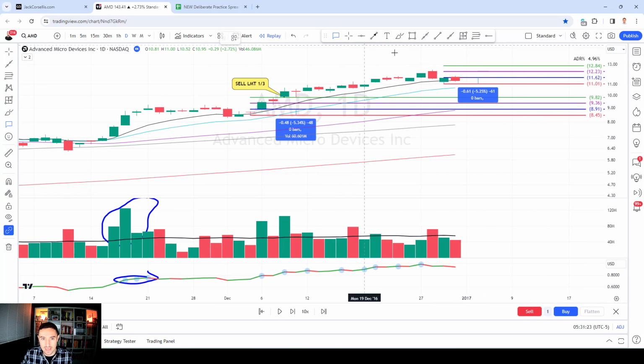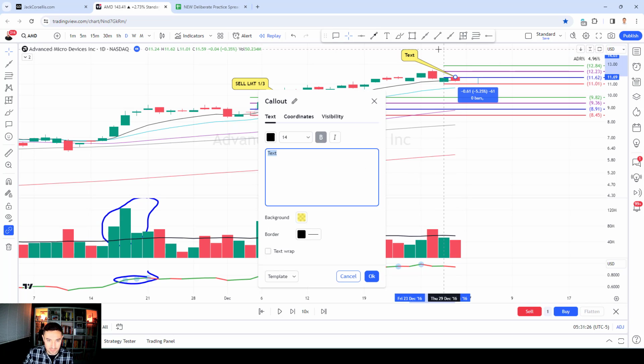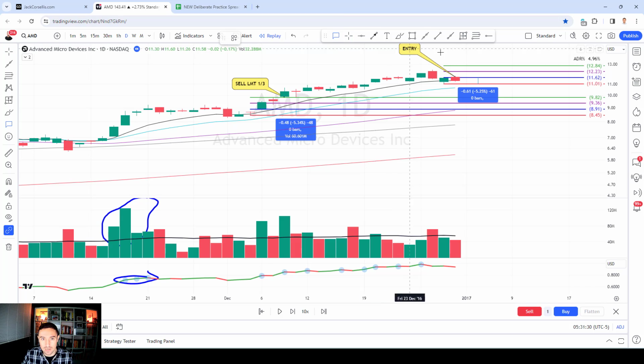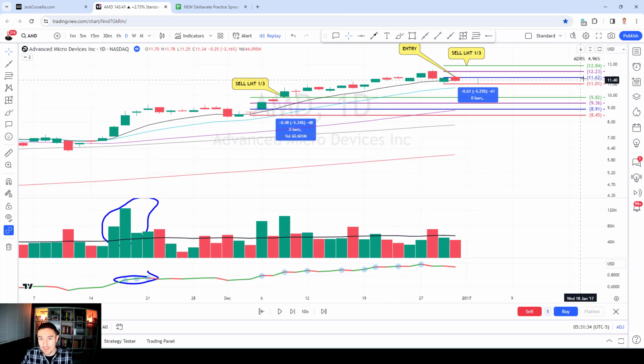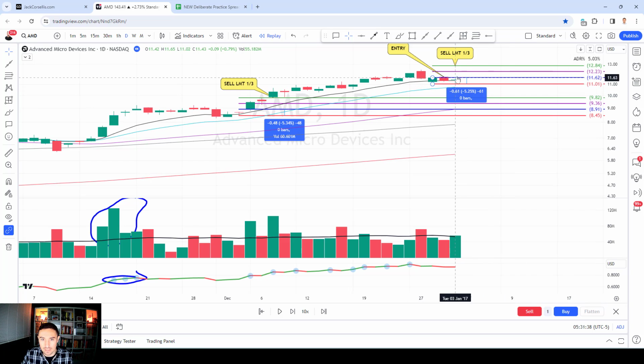Okay, so entry in there. That's not looking too good, is it? So we've got an entry in here for a new position, and we'd have a sell limit order for 1/3 here at $12.84. Let's play it forward. Okay, I think we stopped out there.